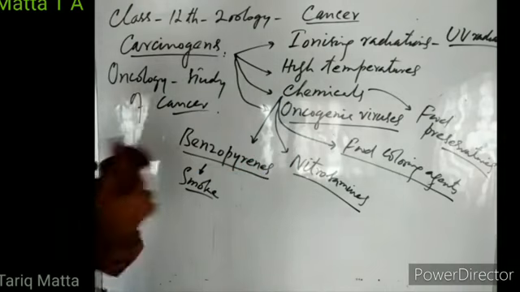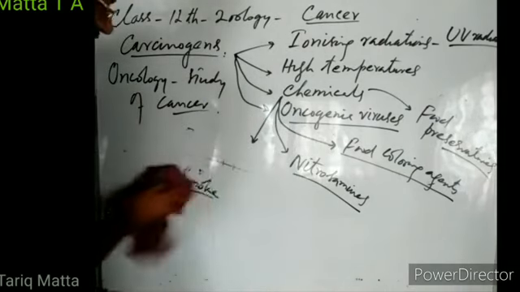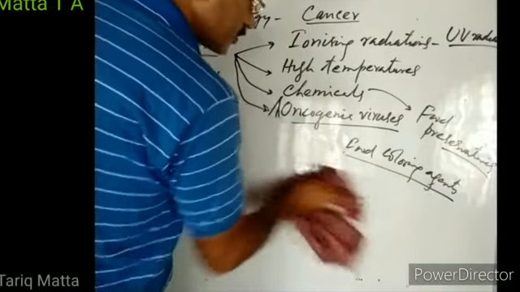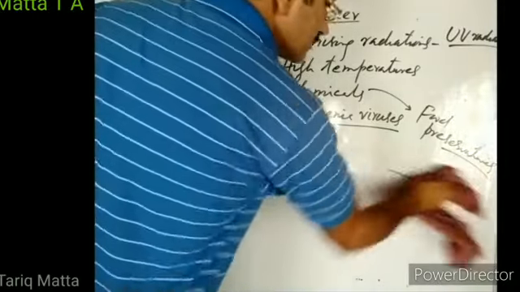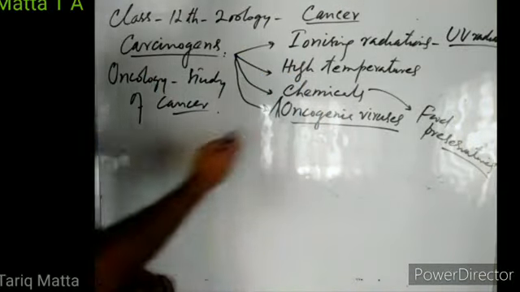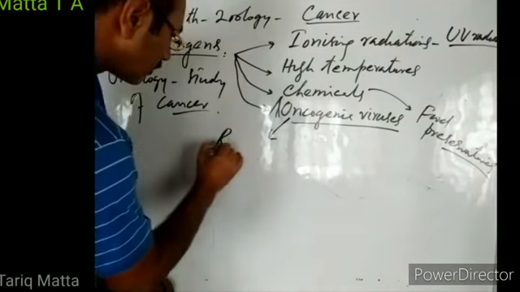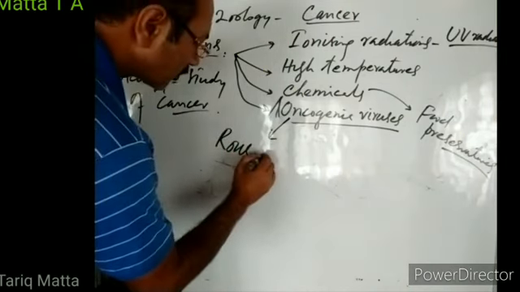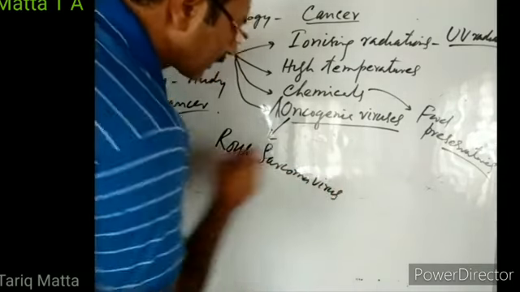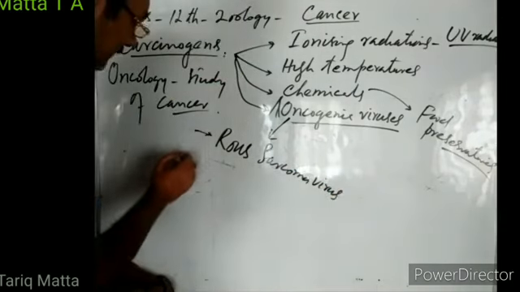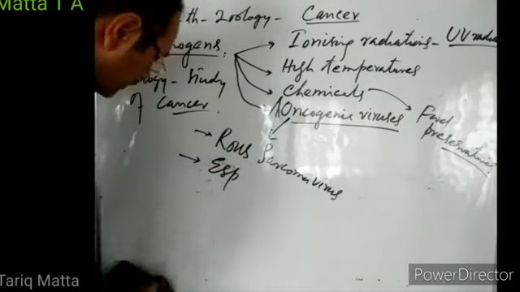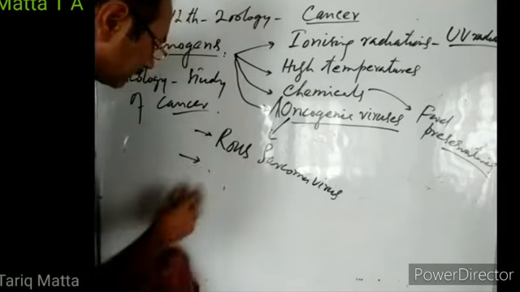Similarly, there are some viruses which induce cancers. Those cancer-causing viruses are known as oncogenic viruses. Some of the oncogenic viruses are, there is a virus known as sarcoma virus. Or similarly, there is another virus that is known as Epstein-Barr virus.